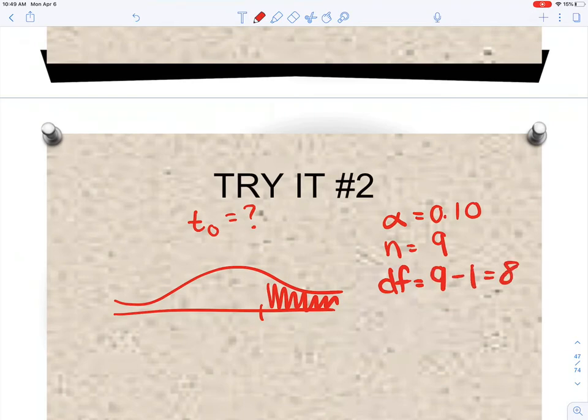And now I'm going to look at the back of the chart. I'm looking at 1 tail. I'm looking at 0.1 and a degree of freedom of 8. I find it is 1.397. And it stays positive because it's a right-tailed test.